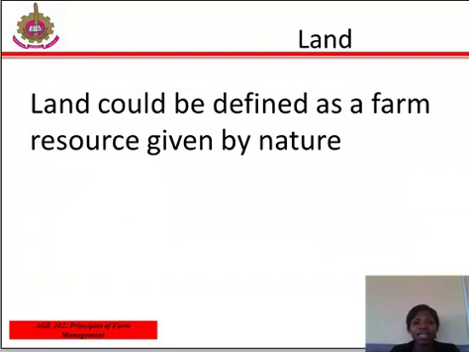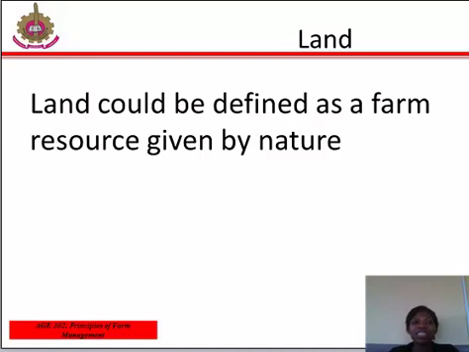Land could be defined as a farm resource given by nature. The following are examples of farm resources: soil, minerals, forests, fishing grounds, and climate. All resources that exist naturally and contribute to the production of farm output are classified as land. From the point of view of agriculture, land is the most important factor of production. No agricultural production can take place without land.